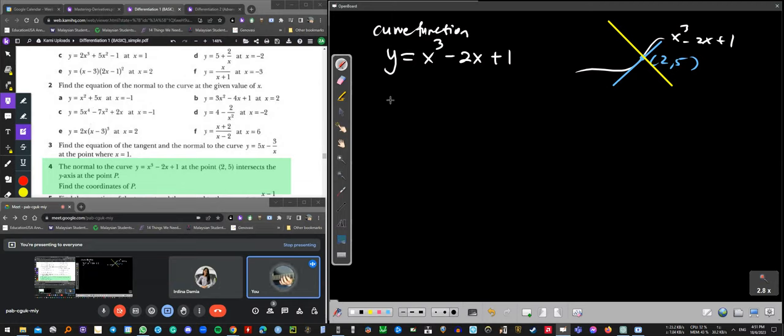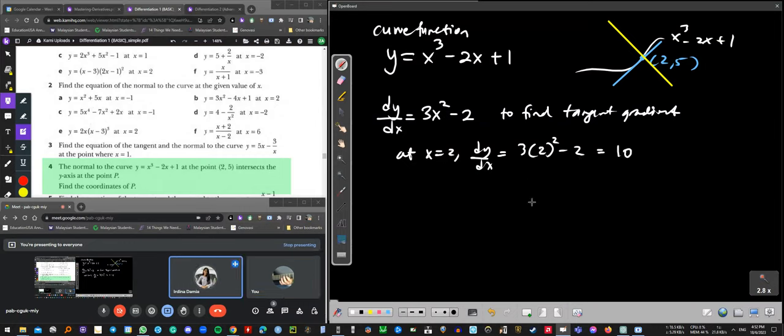So to find the gradient warna biru tu, dy/dx kan dapat 3x squared minus 2, to find tangent gradient lah. So at x equals 2, dy/dx is 3 darab 2 kuasa 2 tolak 2, which is 14 tolak 2, 10, kan. So we found out the gradient warna biru tu is actually 10.